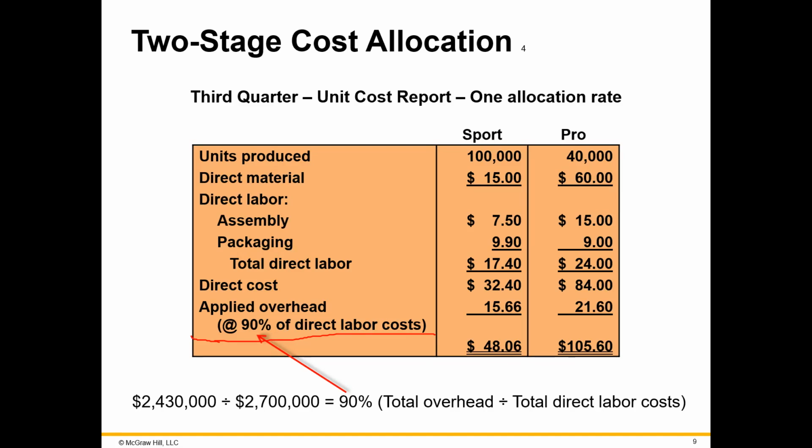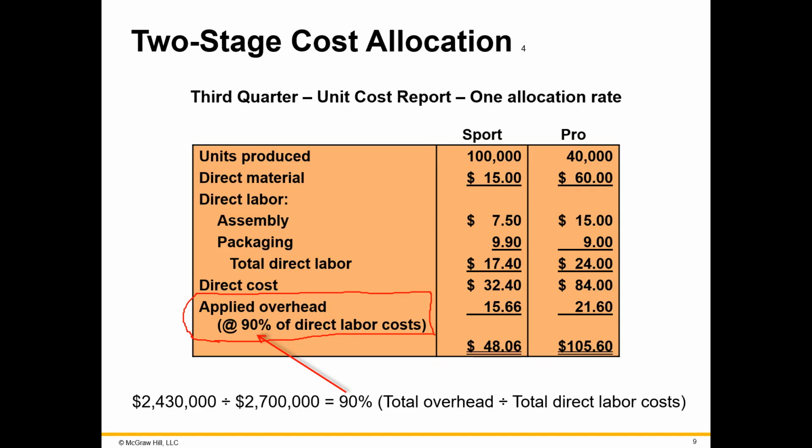The way we used to do it, which is simpler, is just using one allocation base and allocation rate. Now, again, there's no right or wrong answer here. If a company finds value in using multiple allocation rates, then that's a good thing. And if it doesn't cost them too much money, then that's a good thing. But if it costs too much, or if there's no real value in making your allocation bases and allocation rates more accurate, then perhaps just one rate is simpler and cheaper. And so maybe we would just go with the one rate.